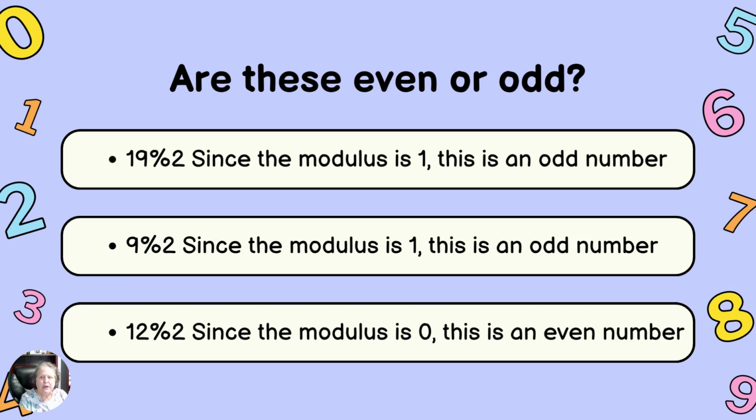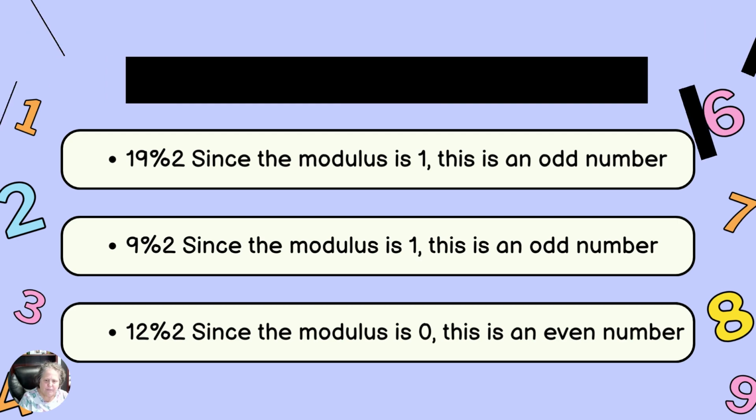So for the first example, the remainder when you divide 19 by 2 is 1. So it has a modulus of 1, which means it's an odd number. In the second example, the remainder when you divide 9 by 2 is 1. So it has a modulus of 1, which means it's also an odd number. And in the third example, when you divide 12 by 2, you don't have a remainder. So it has a modulus of 0, which means that is an even number.